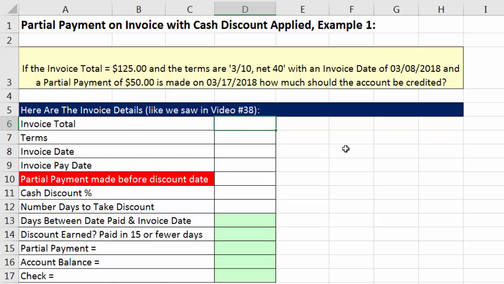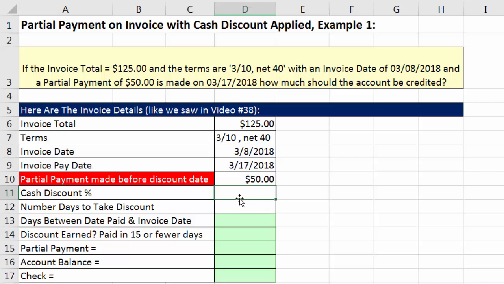Well, let's enter our numbers. 125, enter. The terms are 3% discount if paid within 10 days. Otherwise, the total amount is due within 40 days without avoiding a penalty. Invoice date 3/8/2018, and we paid it on 3/17/2018. Partial payment made before the discount date. We didn't pay the whole amount. We only paid $50.